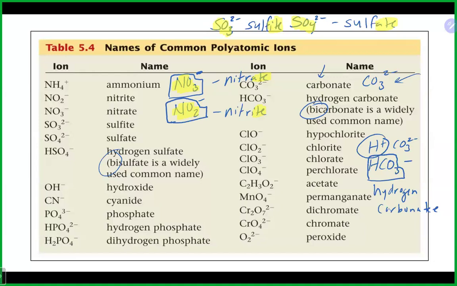So sometimes they will use bi instead of hydrogen in those names. And again, those two names are still very commonly used, so you should be familiar with both of them. Now, as I mentioned before, you will never use a prefix and a Roman numeral together.